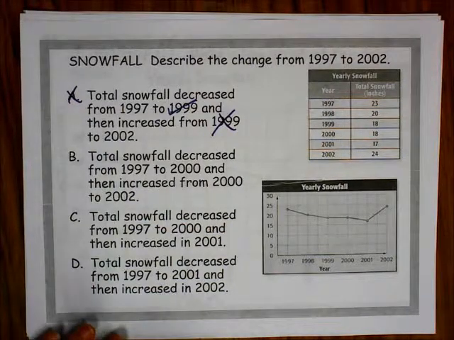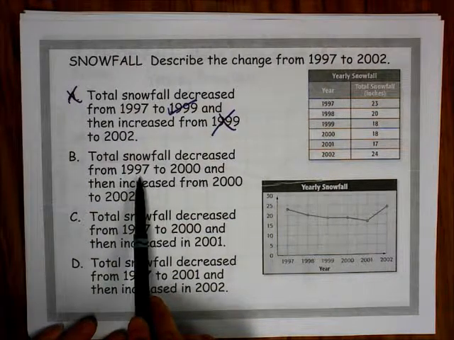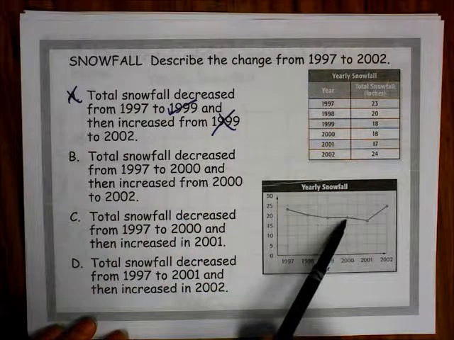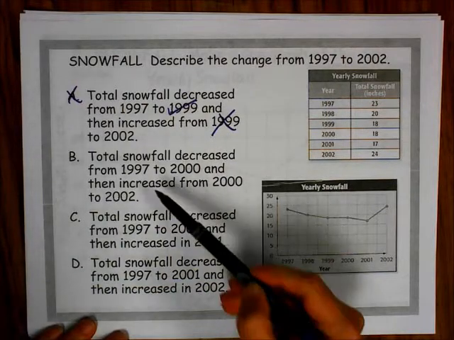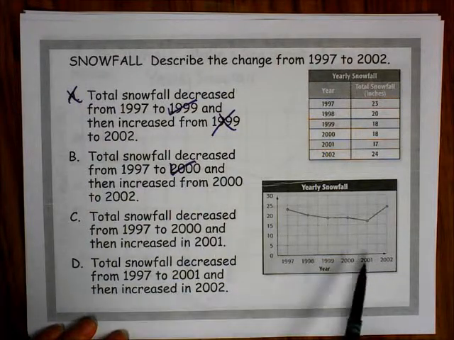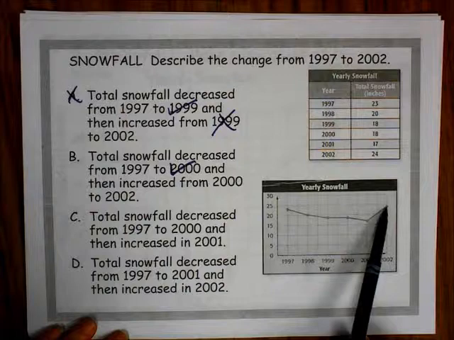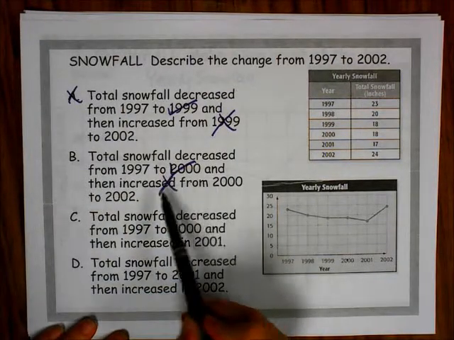Let's look at B. It says total snowfall decreased from 97 to 2000. So here's 97 to 2000. That was a slight decrease. It stayed the same 1 year, but it still was a decrease. And then increased from 2000 to 2002. So notice from 2000 to 2002, there was a big decrease in there. So that is not correct.